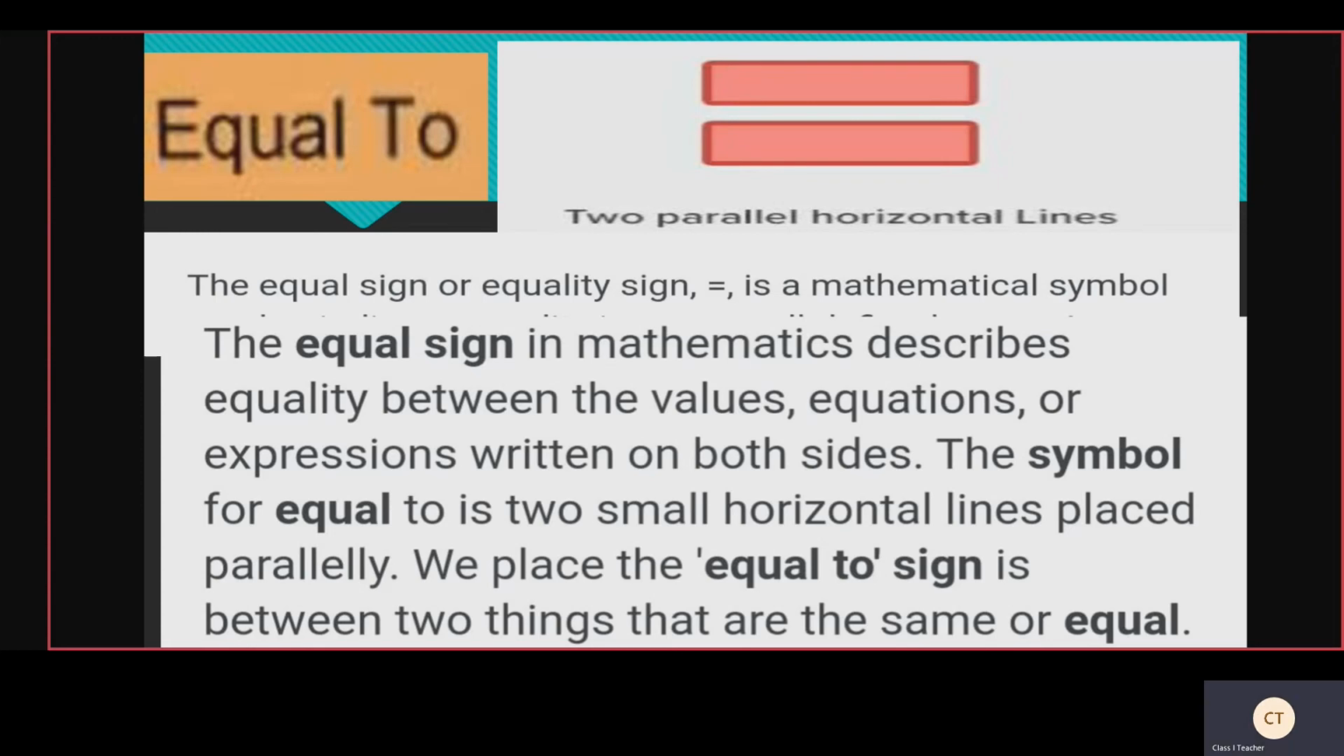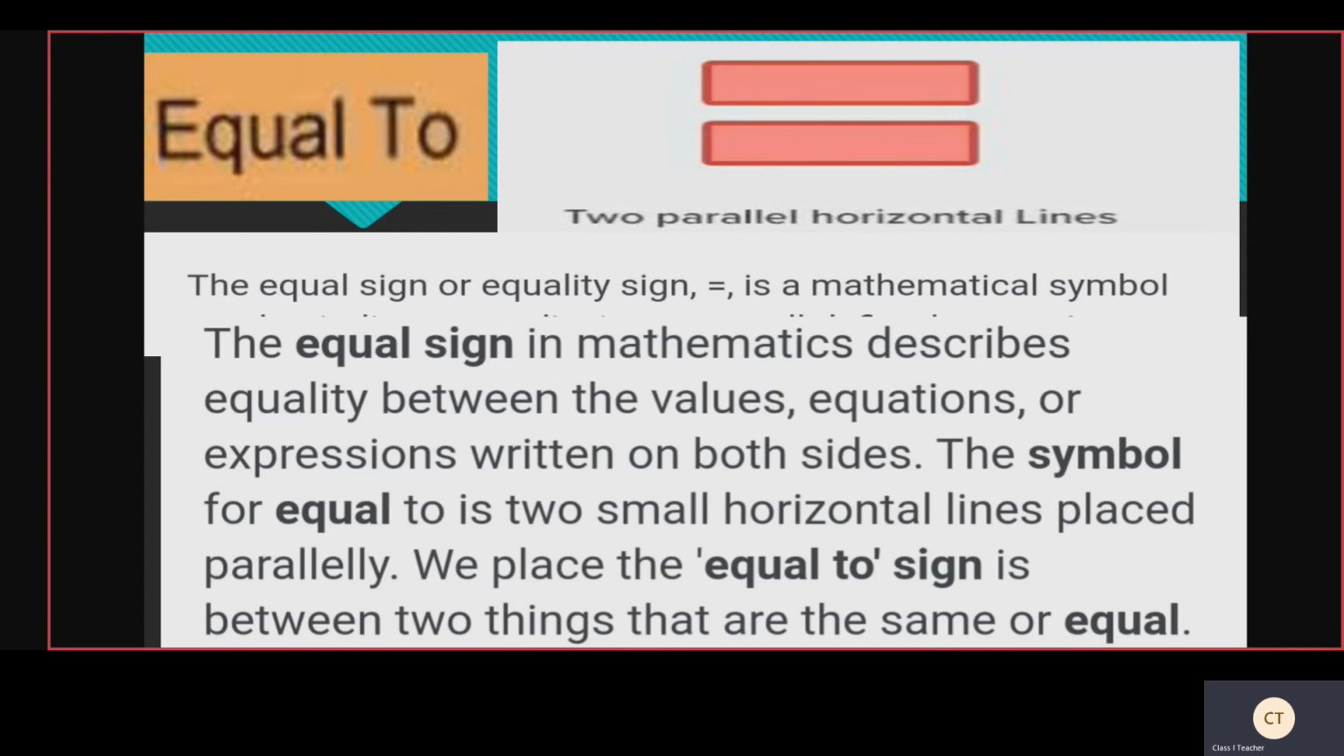Here, look at this, children. Two parallel horizontal lines. Observe this, children. Two parallel horizontal lines are given. That is the symbol of equal to. The equal sign or equality sign.